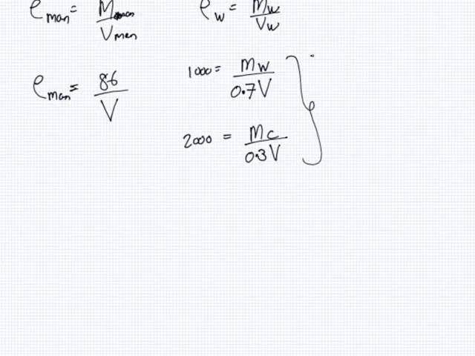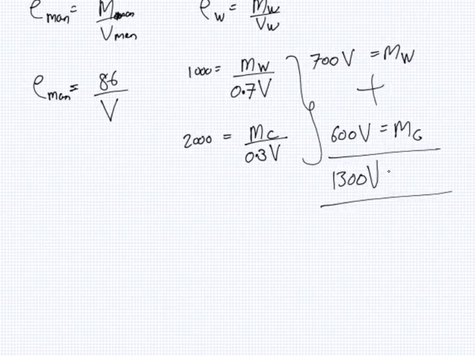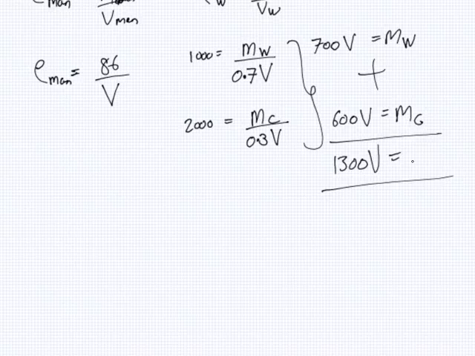Hang on, let me think. I got it. Yeah. 700 V plus 600 V, that's 1300 V. Yes, we got it! 1300 V, if we add these together, equals mass of the water plus mass of the carbon, 86. I knew it was possible. 86. I did it. I was about to get it. So we finish now. Volume is 0.066 meters cubed. Whew, that was a hard one.